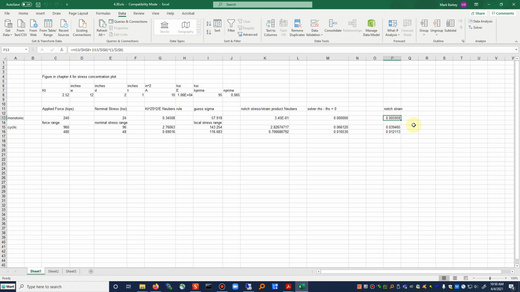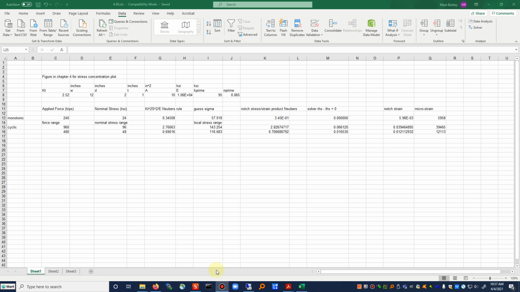And here's my notch root strain, 0.05958. Make sure I'm calculating that properly. Taking my sigma over E plus sigma over K prime to the 1 over N prime power. All right, so I think that is my answer for the first part, where I go from 0 to 240 kips. Let me check that, and if there's any issues, then we'll update that. All right, so I think those numbers look good for the initial 0 to 240 kip loading. I added another column to put in microstrain right here.